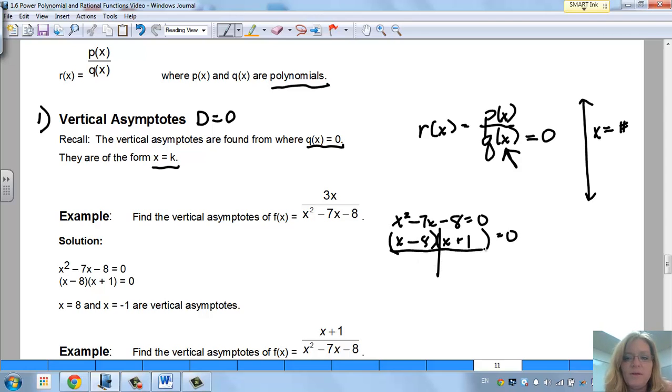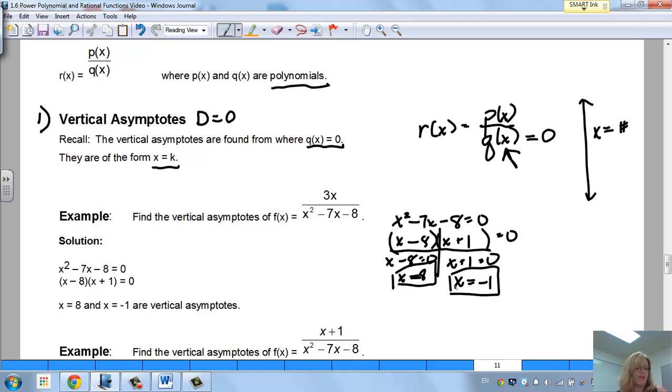Make my big T here. x minus 8 equals 0. x plus 1 equals 0. So x equals 8, that's a positive 8, everybody, and x equals negative 1. So I have two vertical asymptotes in this case.